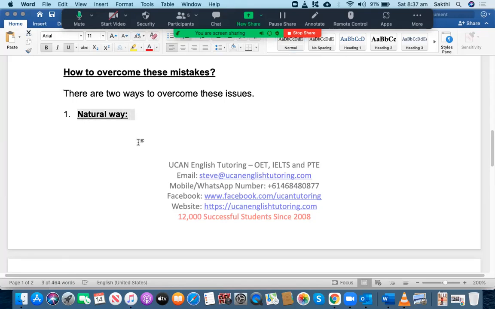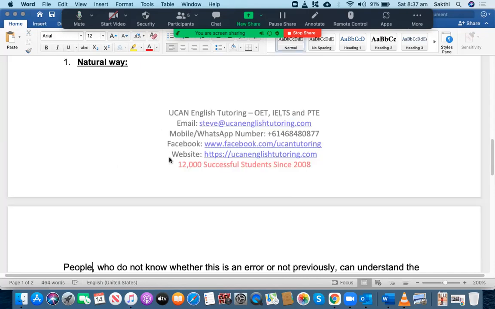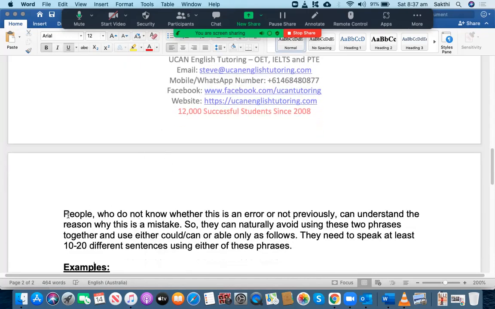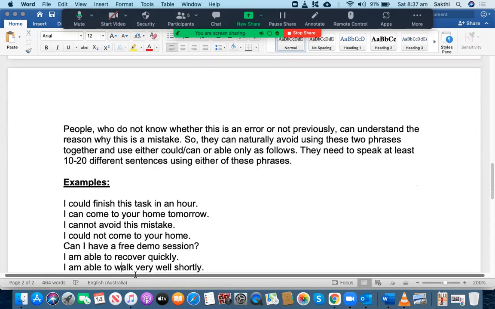What this natural way is all about is, for the people who previously did not know whether this is an error or not, they can understand the reason why this is a mistake. Right now I have illustrated the reason why it is a mistake so that they can naturally avoid using these two phrases together and use either could or can or able only, as follows. They need to speak at least 10 to 20 different sentences using either of these phrases. What does that mean? Look at these examples.